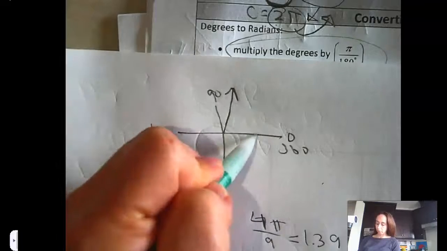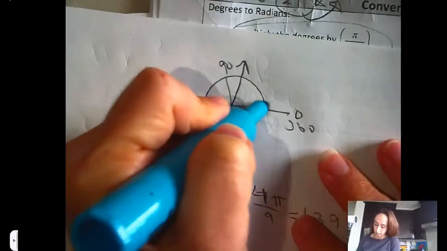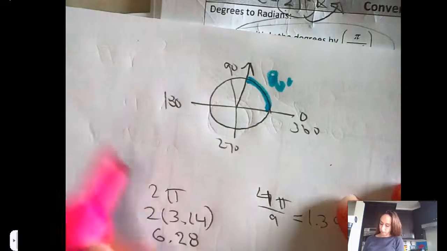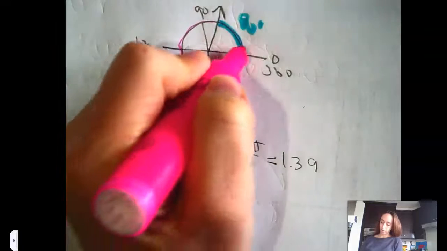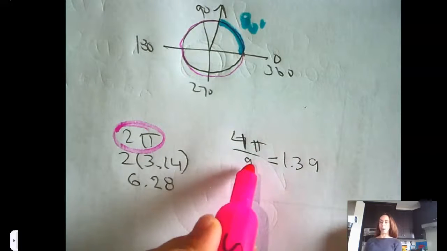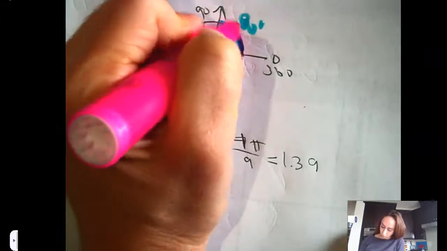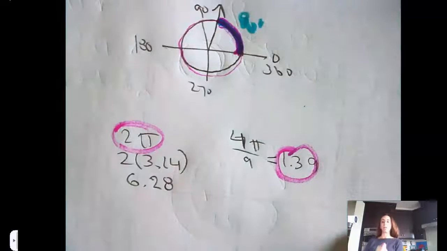So 80 degrees, do you agree, is somewhere over here. So if I was to draw a circle, here I am drawing my circle, 80 degrees represents this much of the circle. That's 80 degrees. You also agree that an entire circle is 2 pi. 2 pi represents 6.28. So that means it would be 6.28 distance all the way around. I'm saying 4 pi over 9. If I put that in the calculator, which I did, I get 1.39. So 1.39 is also this much around the circle in radian mode.